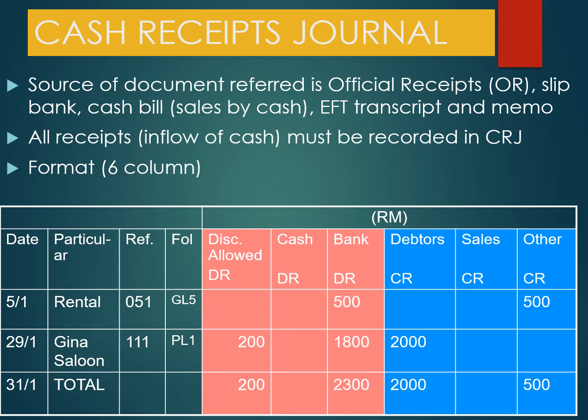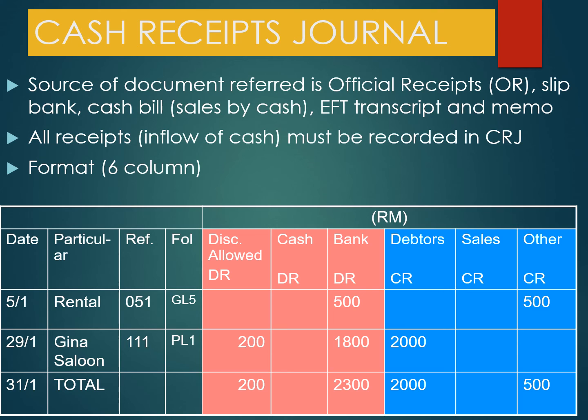So this is the format with 6 columns. The blue columns can be ignored. You can leave them out. Okay, this is the same as the cash payment journal or cash disbursement journal. You must have the date column and the particular column explaining where the money comes from.